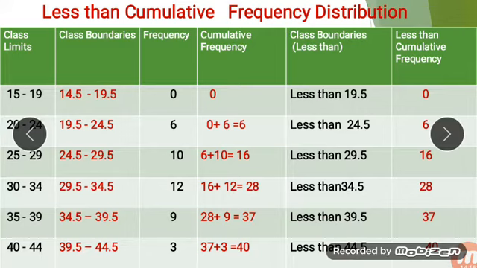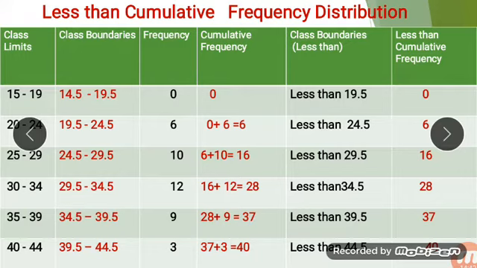Let's understand what the less than cumulative frequency distribution is. For it, we have to take the upper class boundaries, as class boundaries are the real class limits. So the upper class boundaries are 19.5, 24.5, 29.5, 34.5, 39.5, and 44.5.